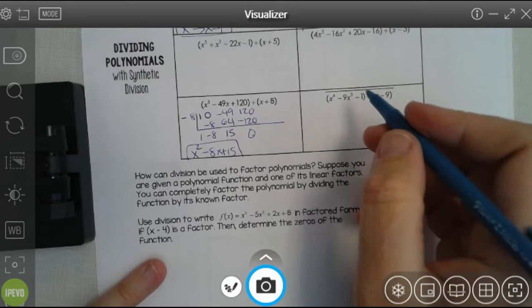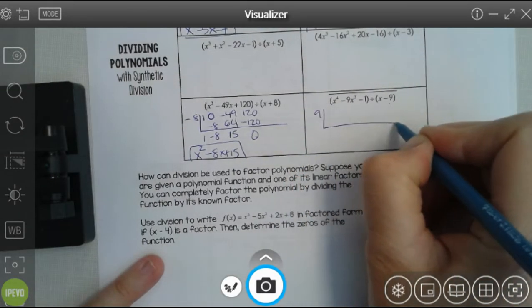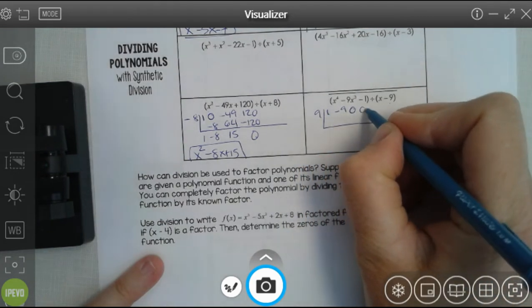Let me show you one that's a higher power. So this is going to be a 9 on the outside because opposite. And this time it's x to the 4th, x to the 3rd, x squared's missing, and the x term is missing this time.